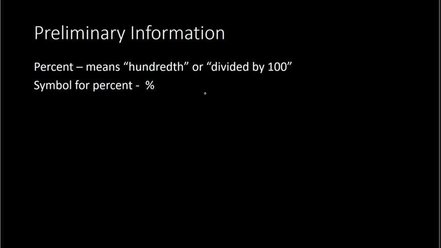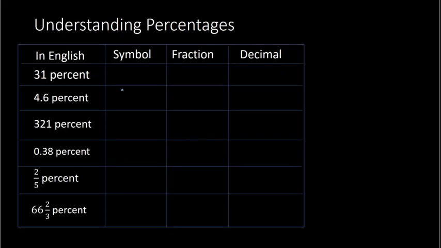And when I write it by hand, many times I'll write it like this. So either would be your percent symbol. Now here we see a bunch of different examples of ways that we can say percentage in English. And then we're going to fill in this table to show different ways that we can represent these same expressions. So we can represent these expressions with symbols, we can use fractions, or we can use decimals.